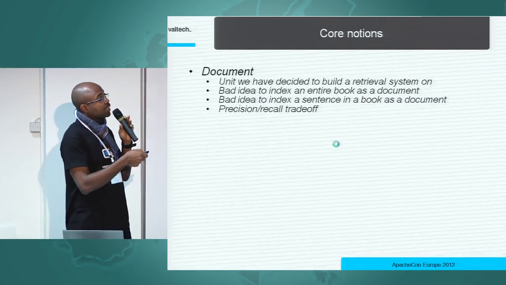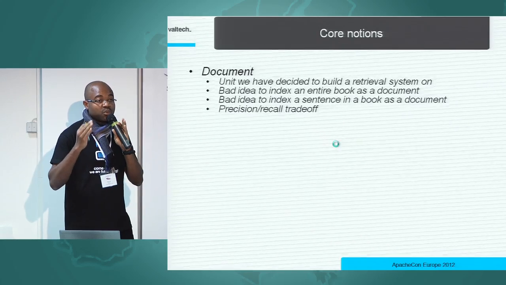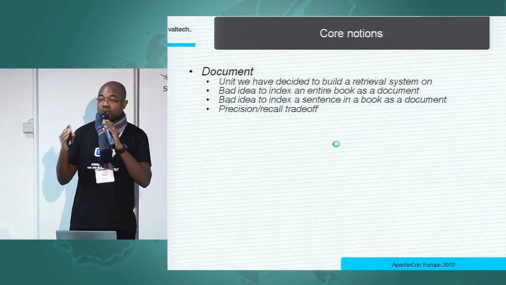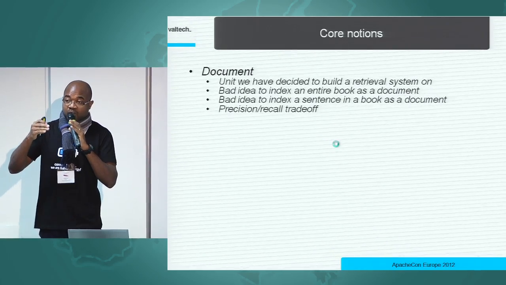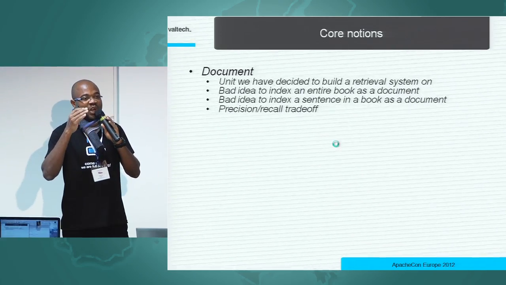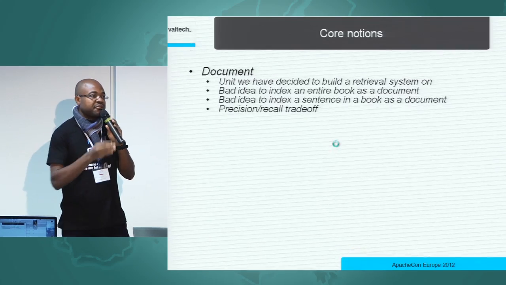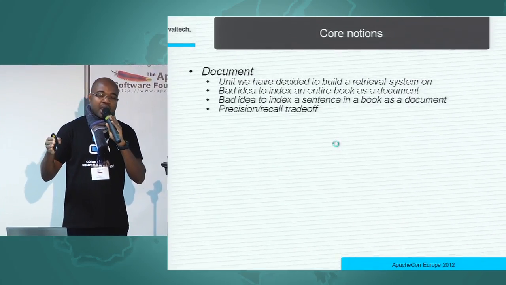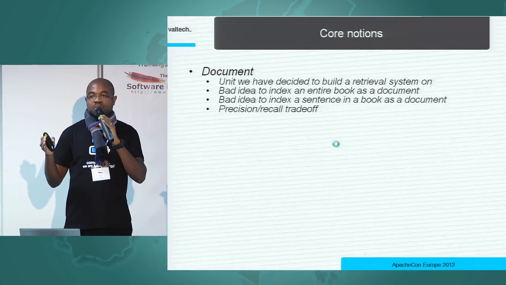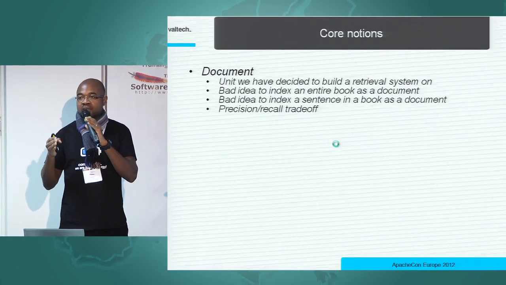And that will be a bad idea, because if you take a book as the document and you are looking for something like French cuisine, yes, I'm coming from Paris, and we have good cuisine there. You are looking for French cuisine, you can have French in the first page and cuisine in the last page, and that will not make the document really relevant. So the document unit is important.